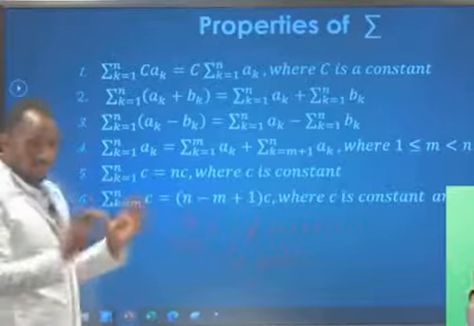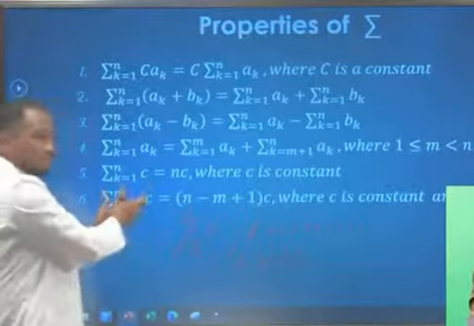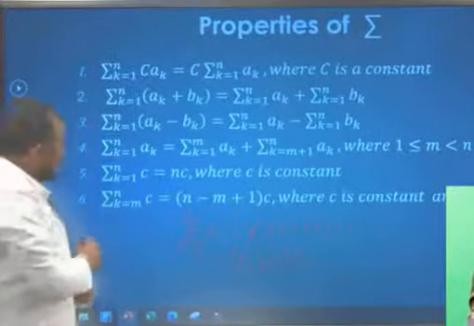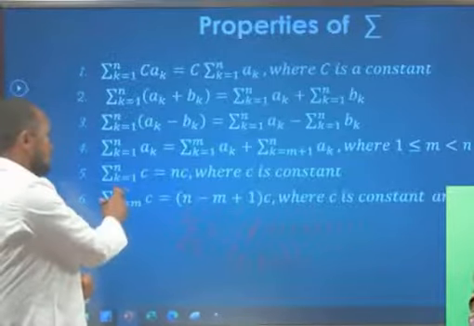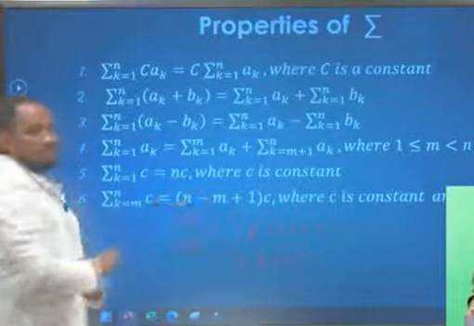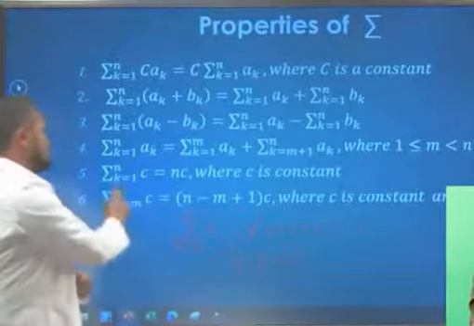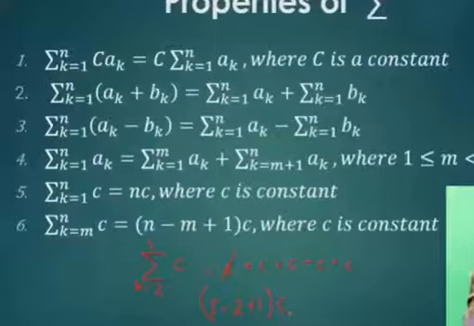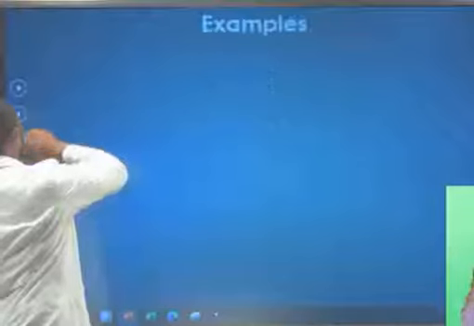So generally, the summation of c where K starts from m up to n is given by this formula. Simply take the difference of the index, add 1, and multiply by c. So this is the proof. Now let's continue to the other part.